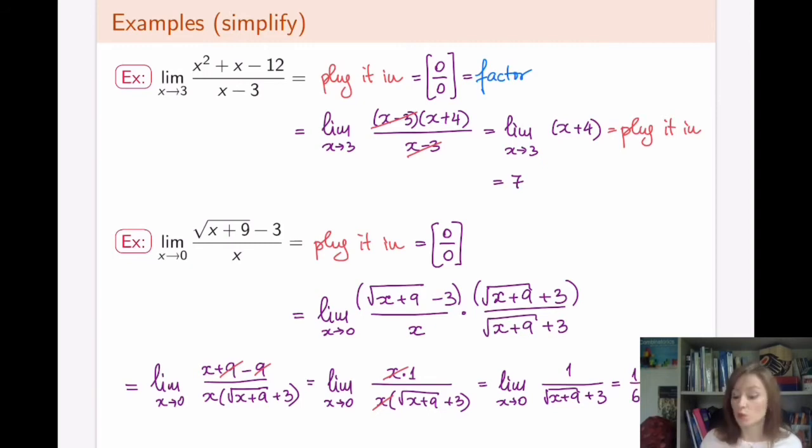That's fantastic news. I just got a number, which means that there were no more issues. I've managed to simplify, massage this issue away. So now I can just compute the limit as a number.